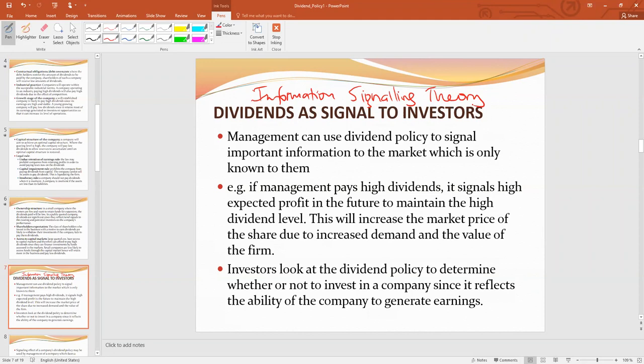So when it comes to the information signal theory, when it comes to deciding what policy you're going to follow in relation to the payment of the dividend, you have to consider what sort of information the market is going to pick up and how the market is going to interpret that information. If the market interprets it as a negative signal, the share price, more or less, is going to decrease.